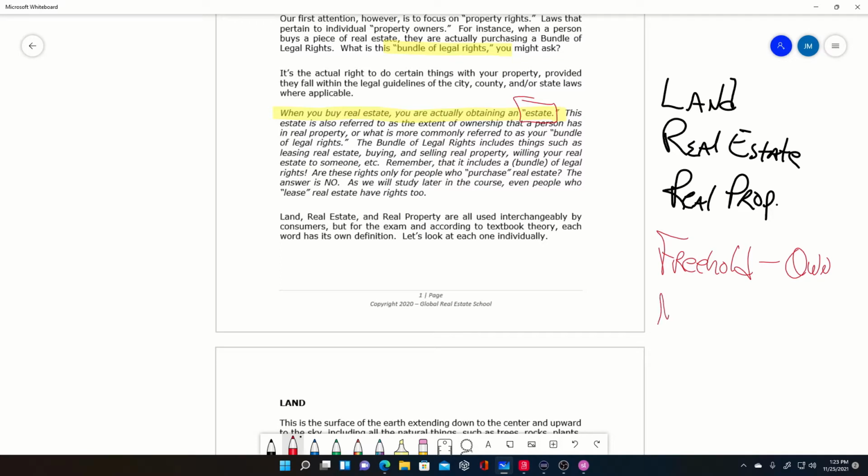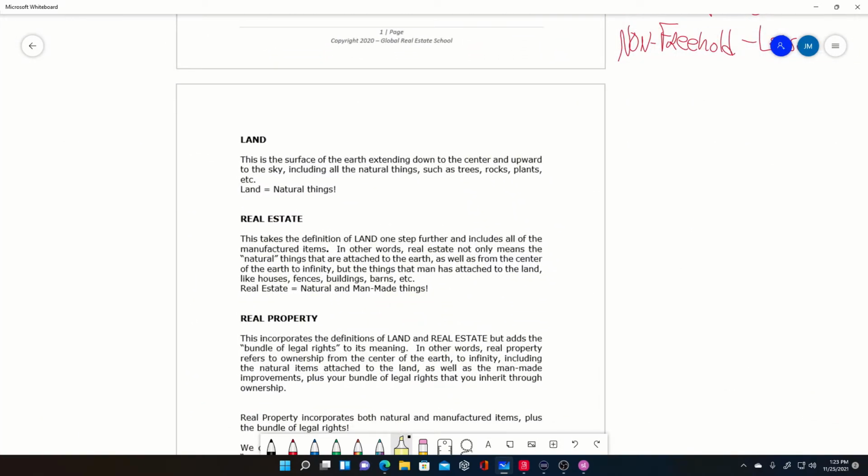We also have non-freehold estates, and we'll be talking about these as we go through the material. This is more when you lease or rent property. But I want you to remember that when you buy real estate, you're actually obtaining an estate. When you lease real estate, you actually obtain an estate as well, but it's classified as a leasehold estate or a non-freehold estate.